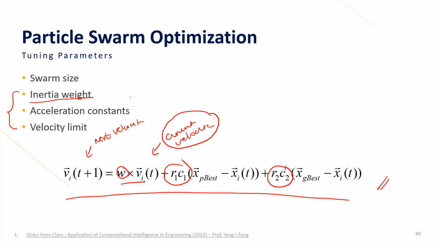These belong to the acceleration constants, which can also be described as the weight of the learning. R is a random value, and C1 is how much you consider this P best minus X: the location of your current personal best, the best decision variable from your personal experience, compared to your current location, the current solution.